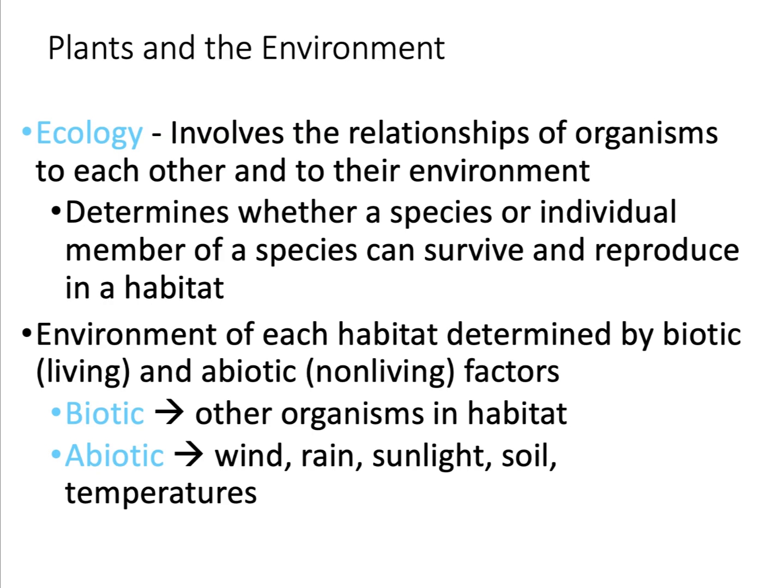Now, the environment of each habitat is determined by two factors, the so-called biotic factors, which are living, and abiotic factors, which are non-living. Examples of biotic factors include, for example, other organisms in that habitat. It could be fungus, bacteria, other plants, or animals, all impacting each other. Abiotic factors include things like wind, rain, sunlight, the different rocks and chemicals that make up the soil, and temperature change.